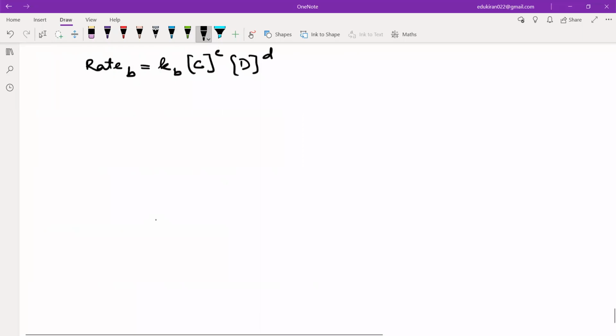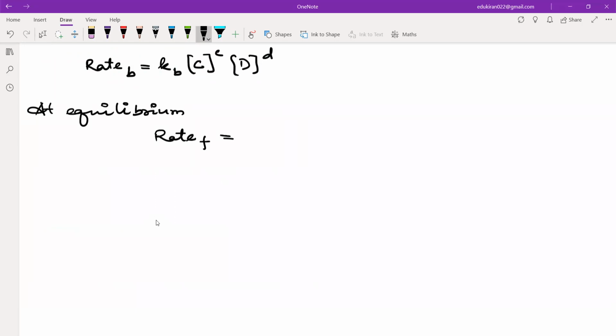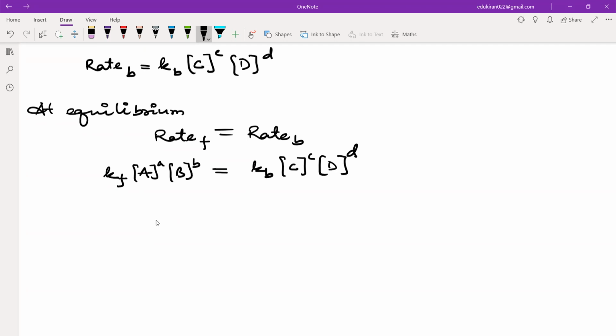So what happens at equilibrium? The rate of forward reaction is equal to the rate of backward reaction. The rate of forward reaction is KF into the concentration of A to the power a and the concentration of B to the power b, which will be equal to KB into the concentration of C to the power c and D to the power d. Now I will just have KF upon KB, that is the rate constant of forward reaction divided by the rate constant of backward reaction. If I divide these two things, I will get the concentration of C to the power c, concentration of D to the power d, divided by the concentration of A to the power a into the concentration of B to the power b.